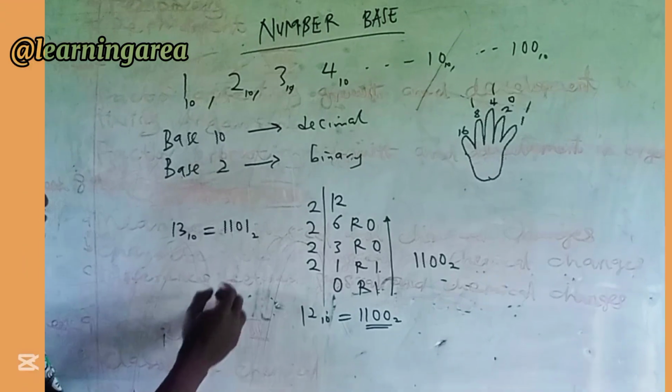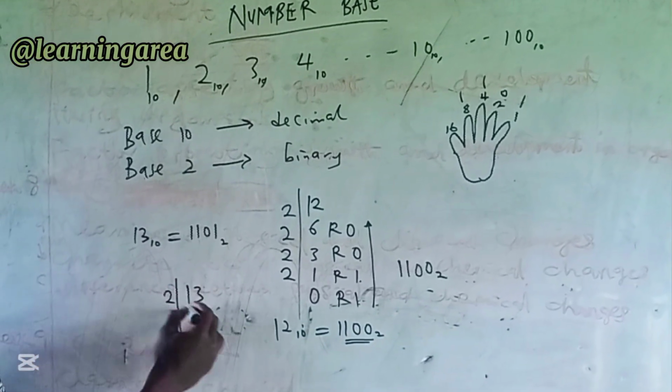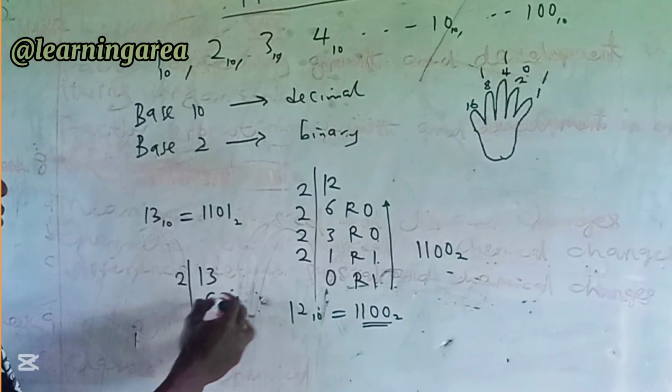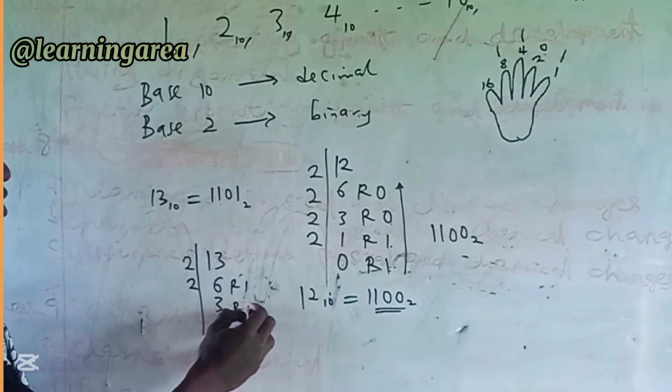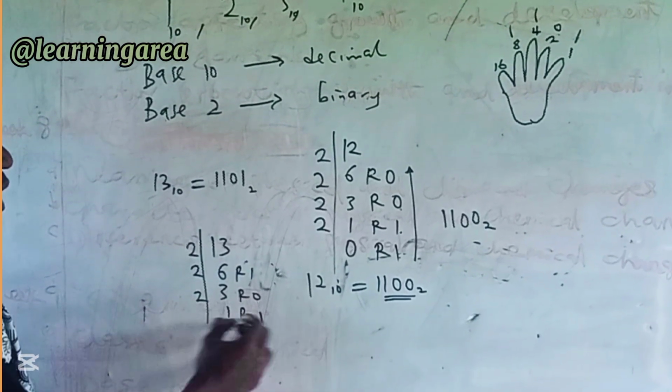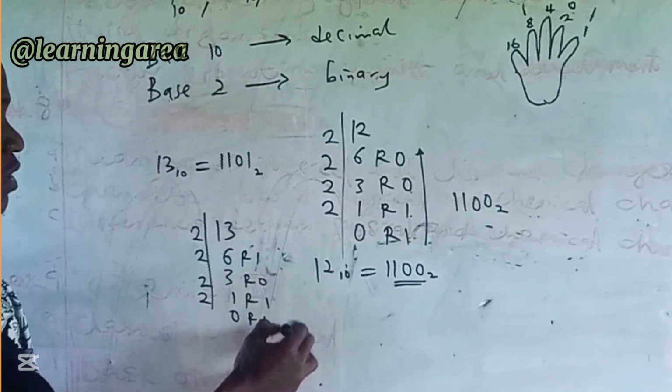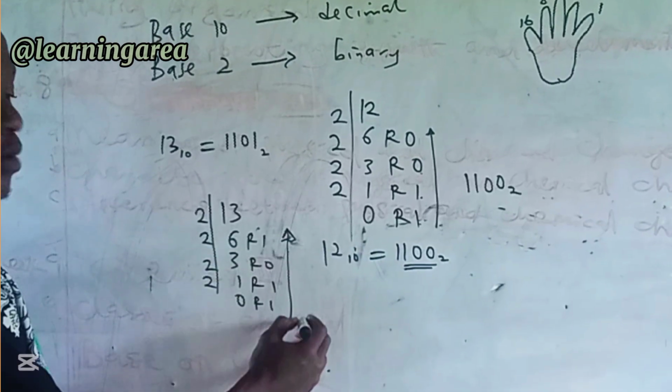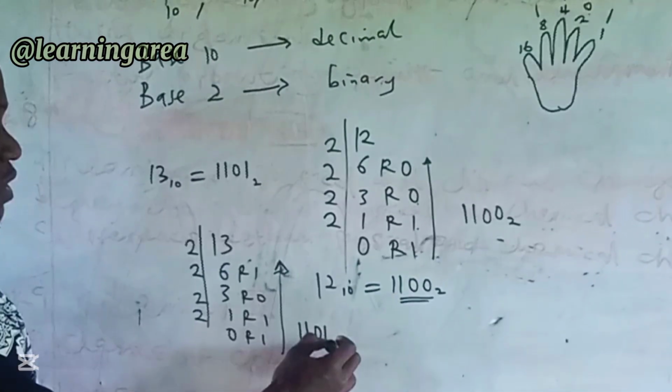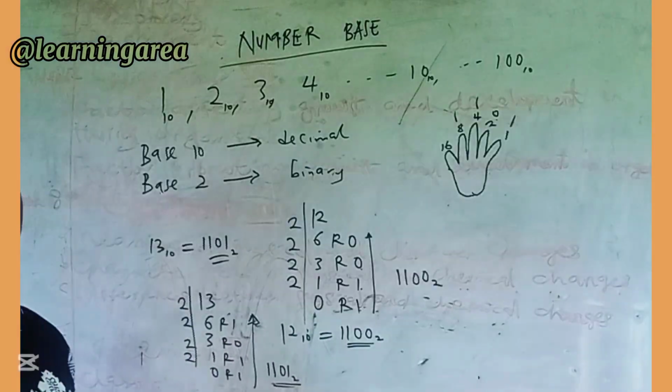Of course, if you want to confirm, you can try that. Confirmation: 2 here gives us 6 remainder 1. 2 here gives us 3 remainder 0. 2 here gives us 1 remainder 1. And 2 here gives us 0 remainder 1. So reading from below up, we have 1101 in base 2, which is the same thing.